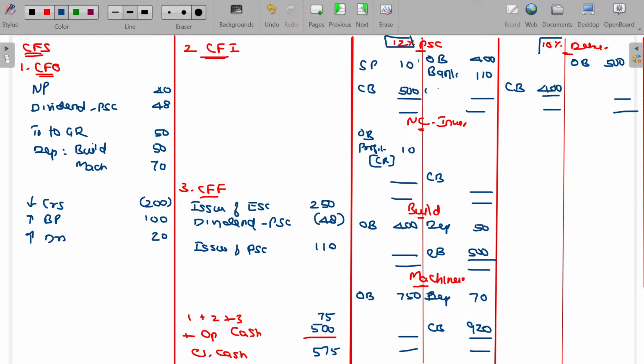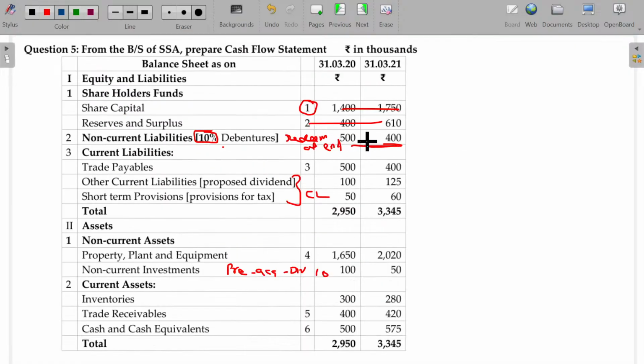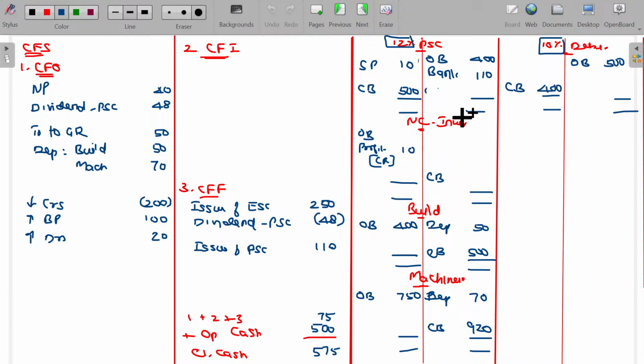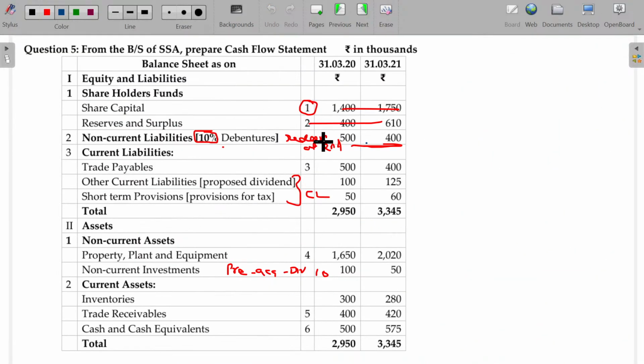So this 10% represents hidden adjustments and redeemed at the end. The redemption happened only at the end. So 100 bank. Redemption of preferred debentures. Redemption of debentures. 100 rupees outflow of cash. This one is over.